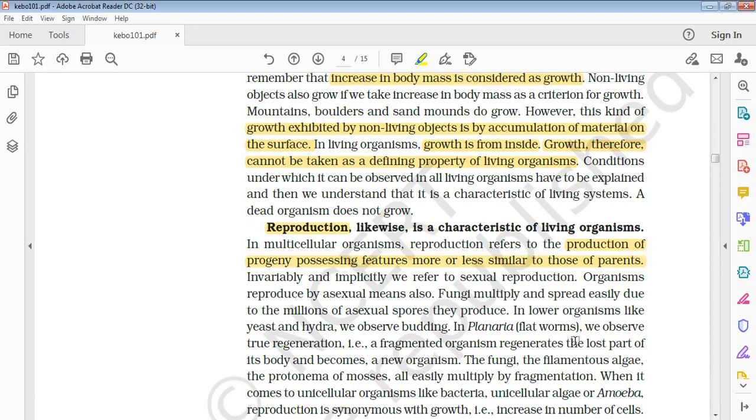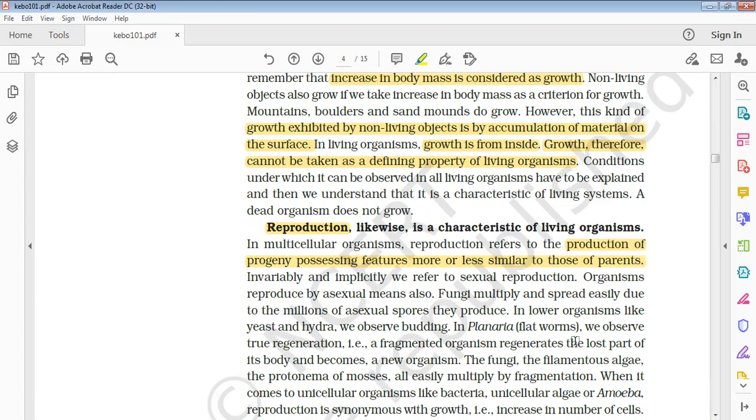Organisms that reproduce by asexual means include fungi. Fungi multiply and spread easily due to the millions of asexual spores they produce. It's not that fungi cannot go for sexual reproduction; they have dual modes of reproduction, sexual and asexual. In the asexual mode, they produce spores, and when these spores are carried by the air, they spread easily and germinate into fungi. So fungi multiply and spread easily due to millions of asexual spores.